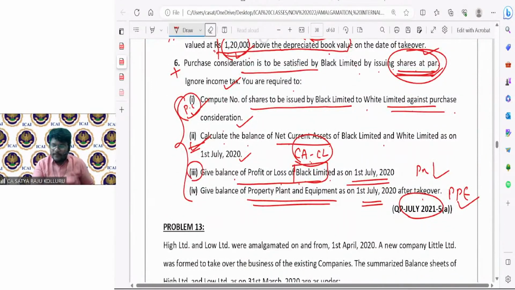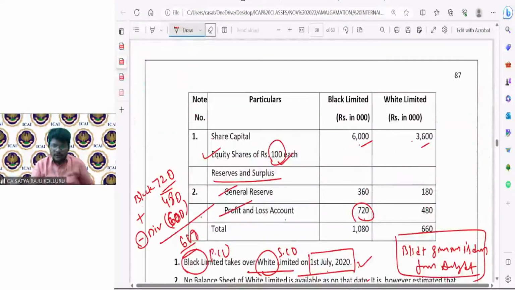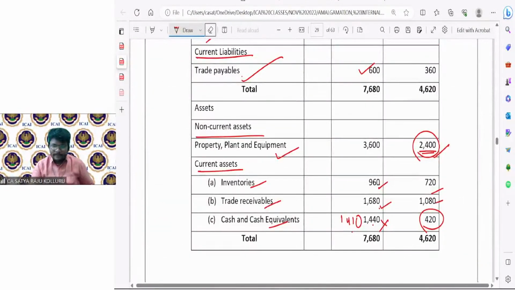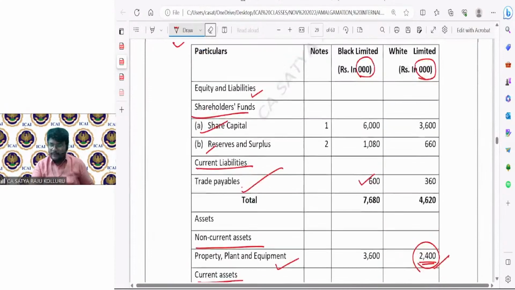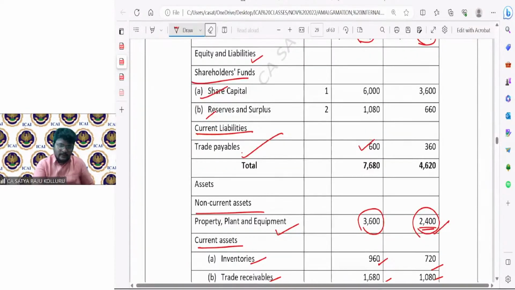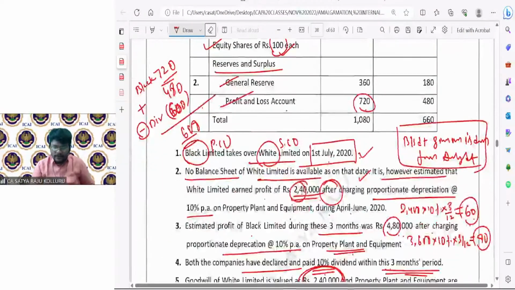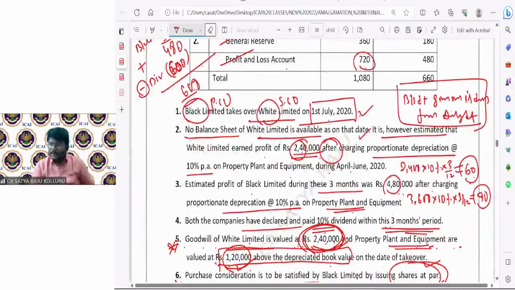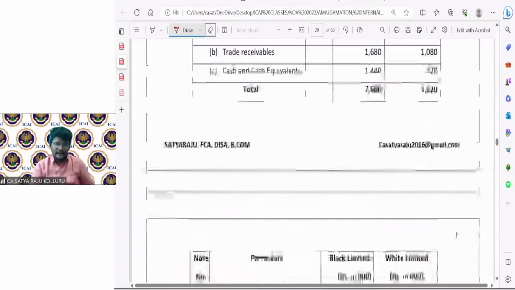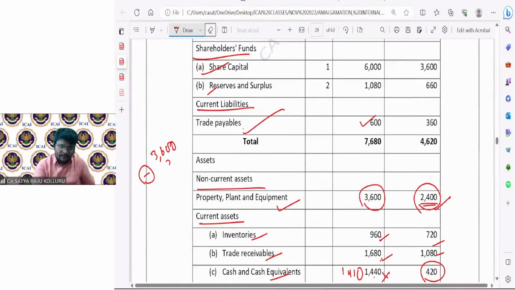Give balance of PPE as on 1st July 2020 after takeover. Okay, please consider it all of you. What is the existing PPE balance? In Black first, 3,600. This is the existing PPE. From the existing PPE, it is clearly given that 3 months depreciation we are going to provide. So 3 months depreciation in Black Limited, how much? We already worked out. In Black Limited, 3 months depreciation is 90. So you can reduce that 90.